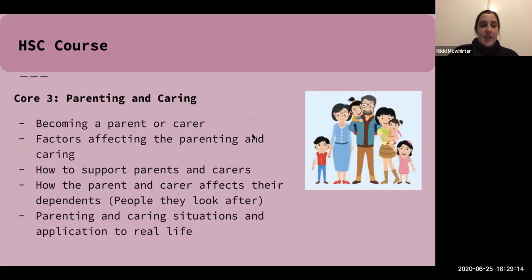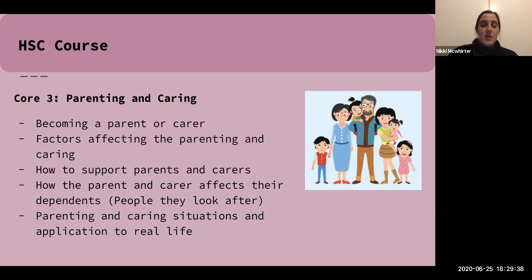The next core is parenting and caring. This one is where we get to know the different types of families. Again, we learn what a parent is, we learn the different types of parents, we learn carers, we learn all of the areas and factors that affect parenting and caring. So the decisions they make, how they build their positive relationships, how the family structures work.